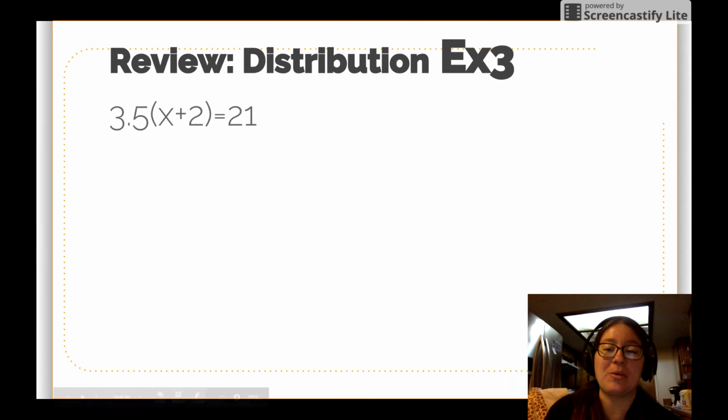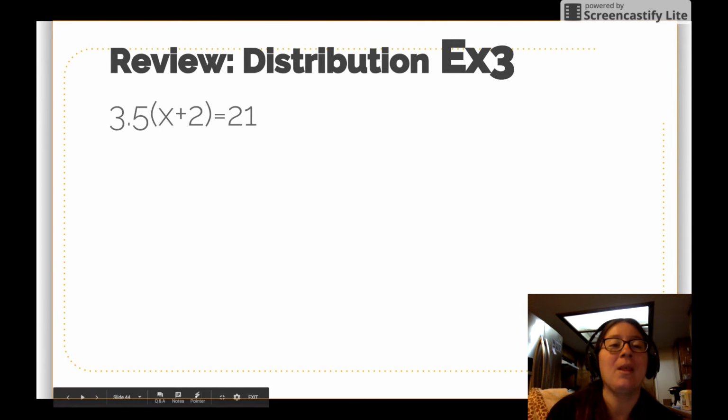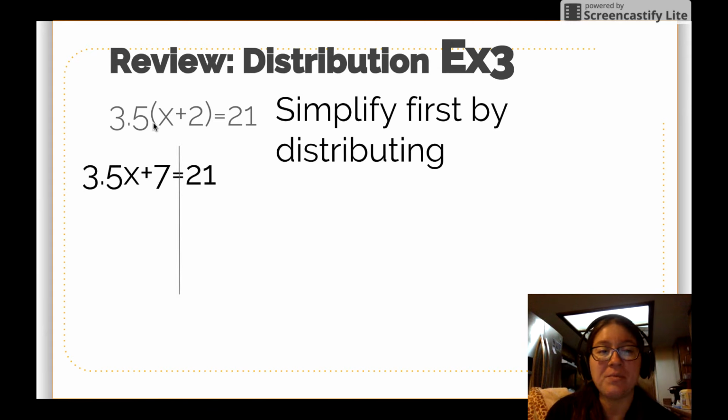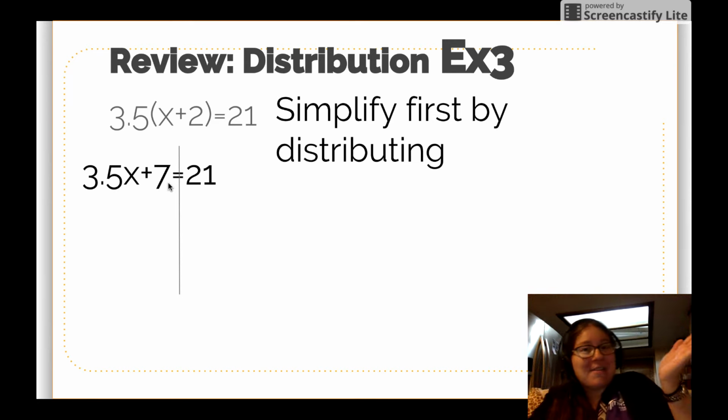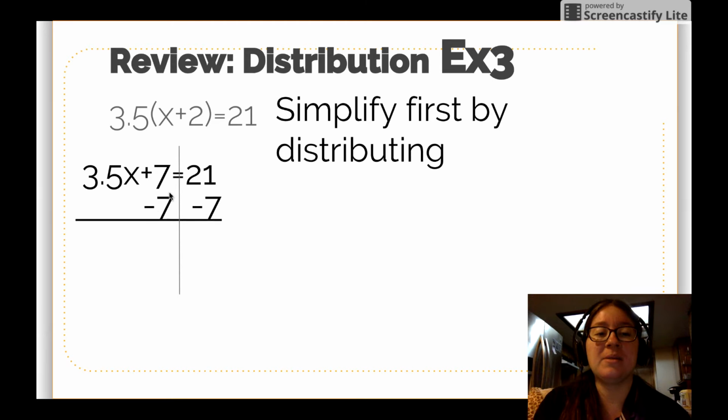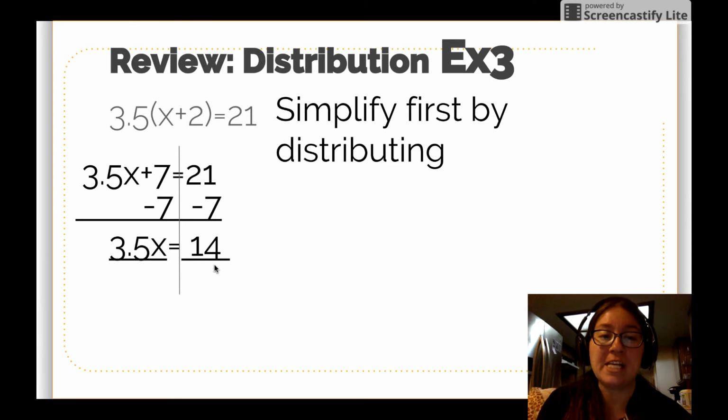Here's our example 3, and you'll notice, hopefully, our answer is 4. This problem requires distribution. 3.5 times x and 3.5 times 2. 3.5 times 2 is 7. So 3.5x plus 7. Three people asked me when we were going over the notes, where'd the 7 come from? Well, I distributed 3.5 times 2, and I get 7. I'm going to subtract my 7, and I'll get 14. Now I divide by 3.5. Here's a decimal operation. You're dividing 14 by the decimal 3.5.